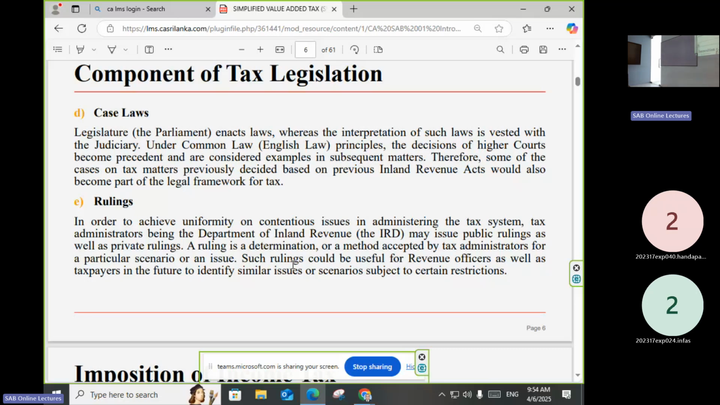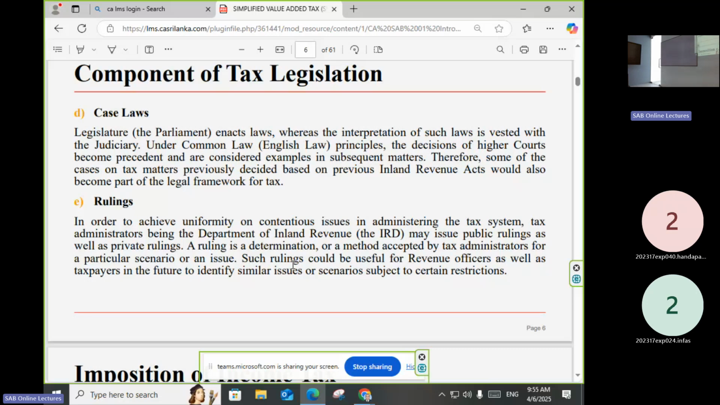Take the Rameshwar case. We can use that case, the decision or precedent given by the court, as part of the law. The other thing is rulings. Rulings are also given by the court, but as per the tax law, there is a possibility for the Commissioner General to issue rulings. A separate ruling committee can issue rulings. That is also part of the law.